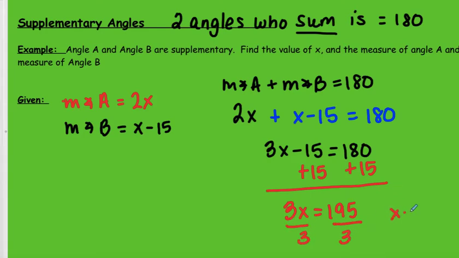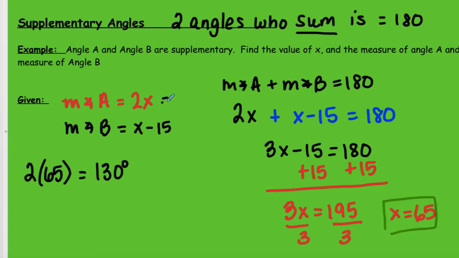And let's see, x equals, 3 goes into 19 6 times, so 65. All right, so now we can substitute our x. And so we found our x, so I'm going to box my answer. And then I can substitute 65 in for x to find A and B. So 2 times 65 is going to give me A, which is 130 degrees. And then 65 minus 15 is going to give me 50 degrees. And I can check by making sure that both my angles do, in fact, add to 180 degrees. All right, so that's a basic supplementary question.